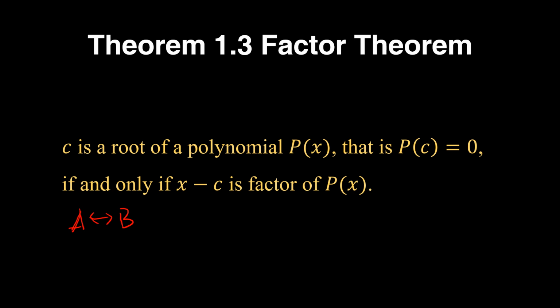This is simply an extension of the last theorem, because when c is a root of P(x), we know that when P(x) is divided by x minus c, according to the remainder concept, the remainder will be P(c), and since P(c) is equal to 0, that means P(x) can be divided by x minus c completely. So that's how this theorem is derived.